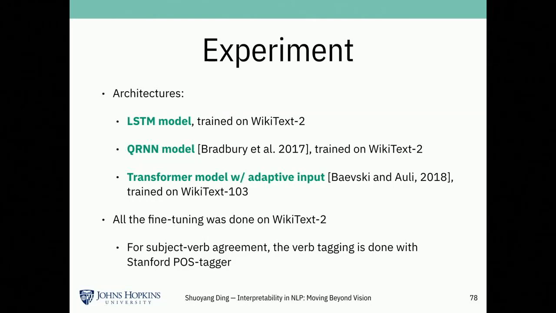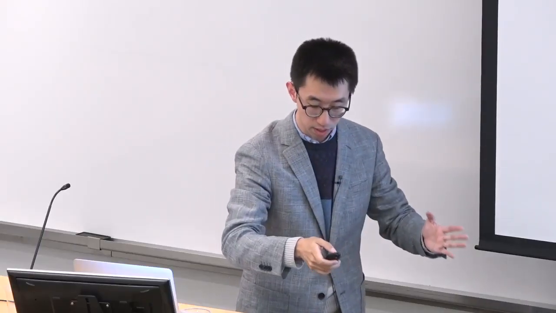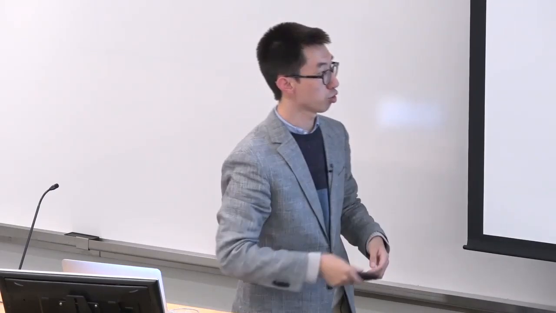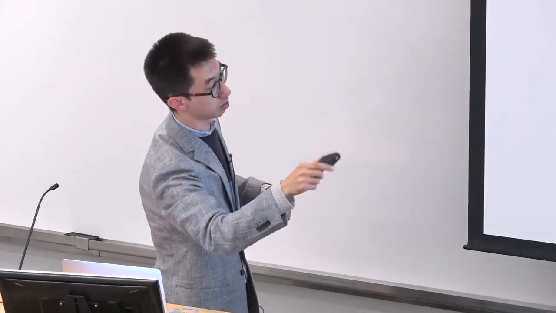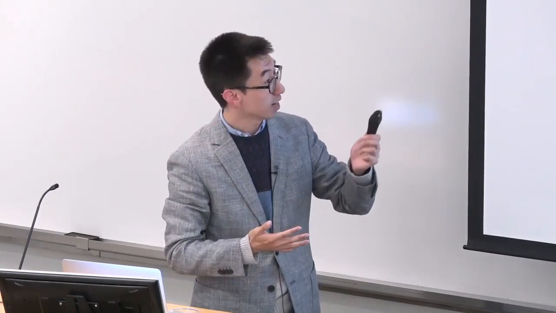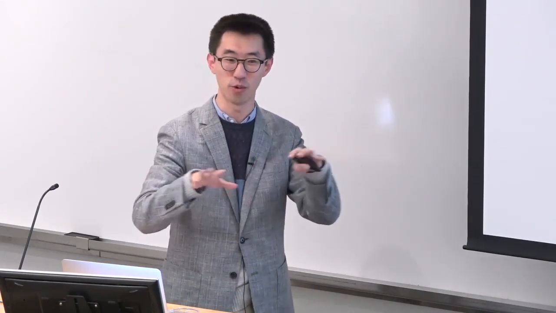Okay, so the architectures of language model we interpret here are an LSTM language model trained on Wikitext2, a QRNN model, which is basically a convolutional language model, but designed to imitate the behavior of the LSTM language model, also trained on Wikitext 2. And we also did experiments with a transformer with adaptive input. This is a pre-trained model on Wikitext 103. Interestingly, we tried to train a transformer language model on Wikitext 2, but we were not able to do that. I asked around, and it seems like among the community, no one is able to do it, and no one knows the reason for that. I have some hypotheses if you're interested.